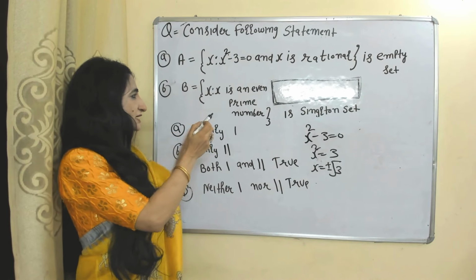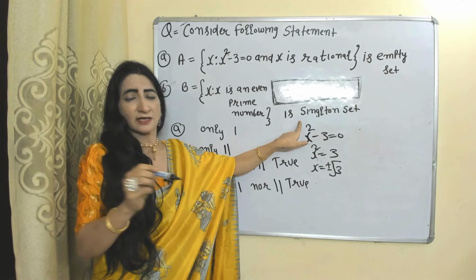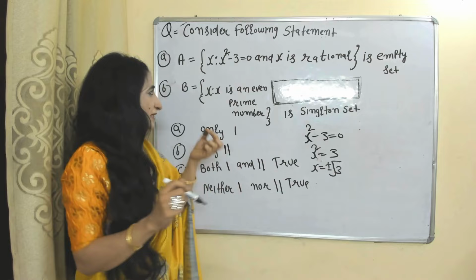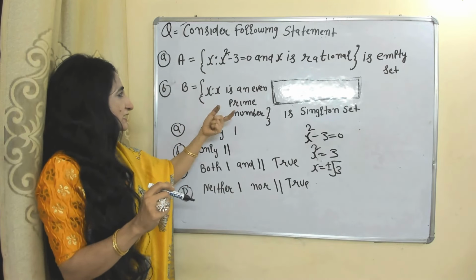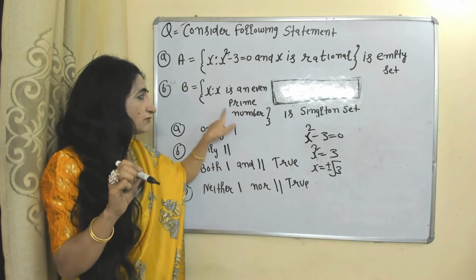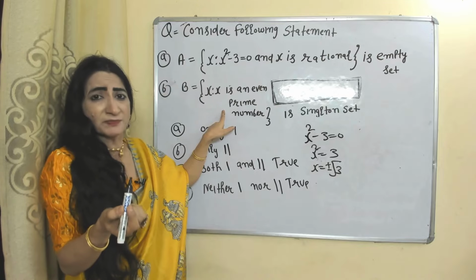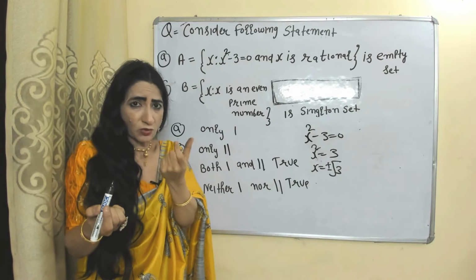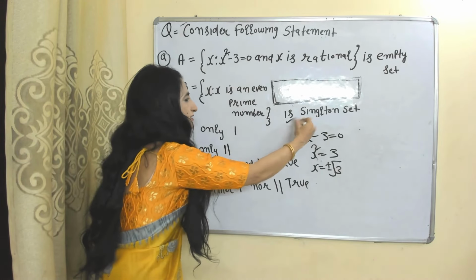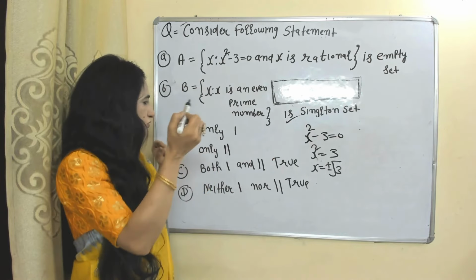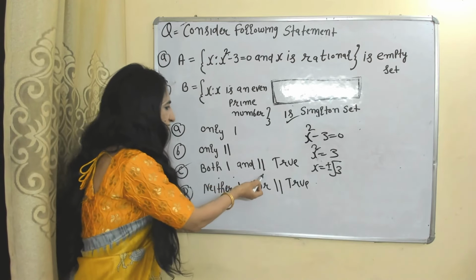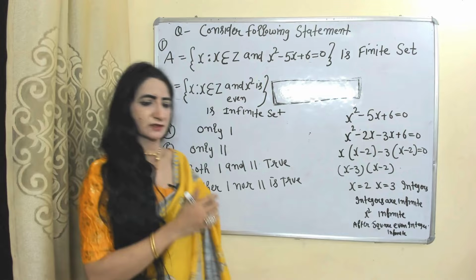According to second statement, this is singleton set. Singleton set only include one element. So here we need x which is even prime number. As we know, 2 is only one even prime number. That means in our set we will include only one element which is 2. So it will be called singleton set. So this statement also right. So our option C is right. Both first and second statement are true.